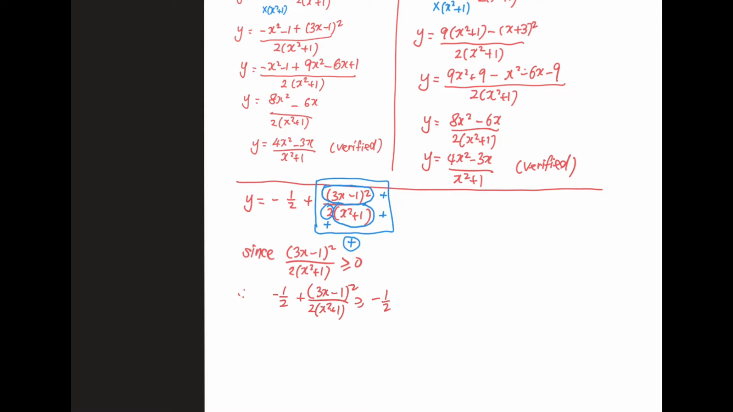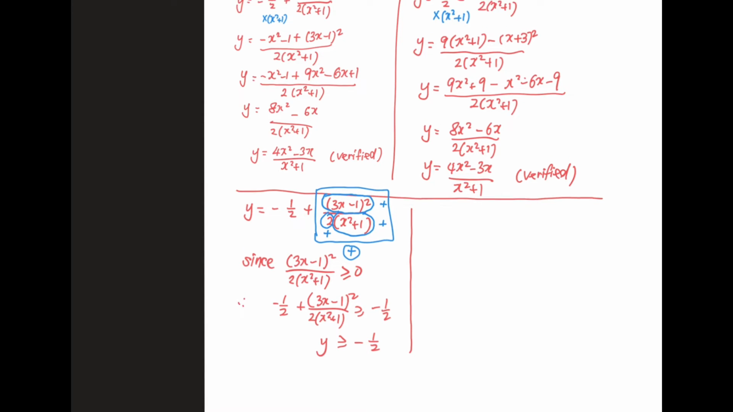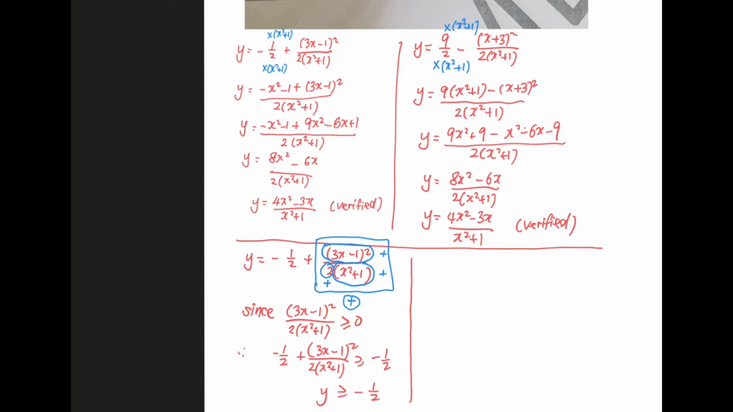Okay, we put minus half on both sides, then we can get y more than or equal to minus 1/2. We get this. So likewise, for the other one, we just use a similar method. y equal to 9/2 minus (x plus 3) square over (2x squared plus 1). We know that because of the power 2 here and there, we can confirm that this whole fraction is always positive.